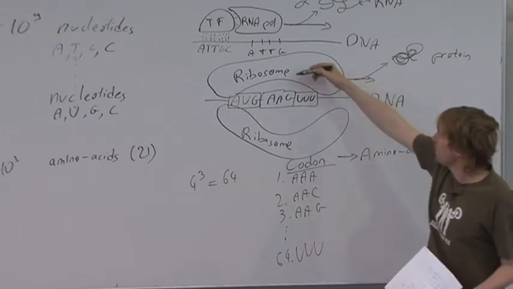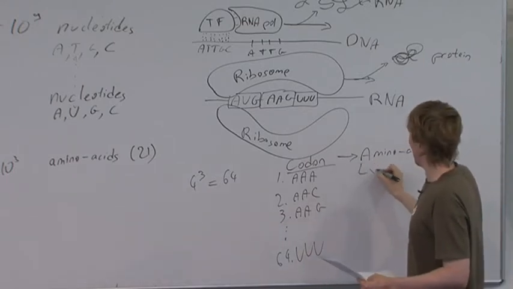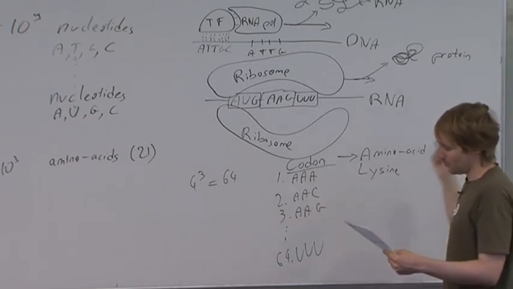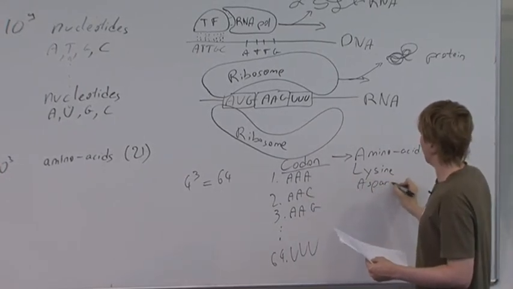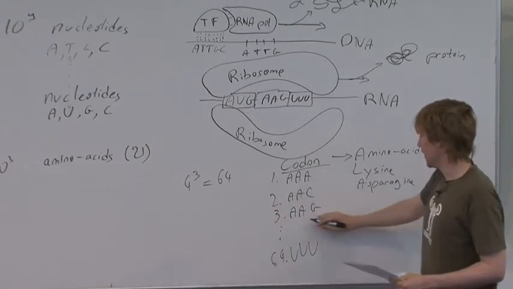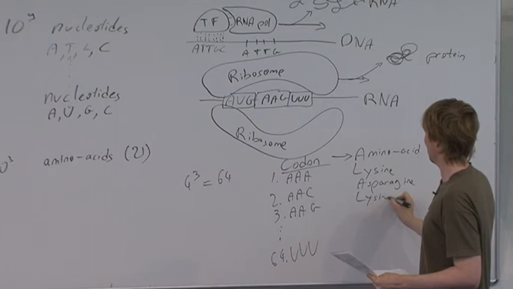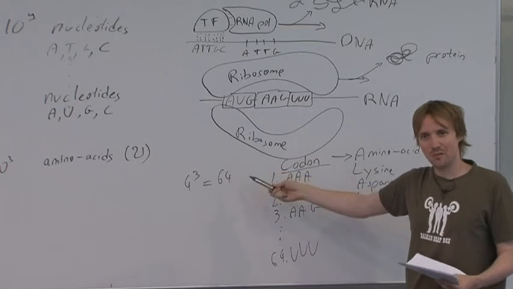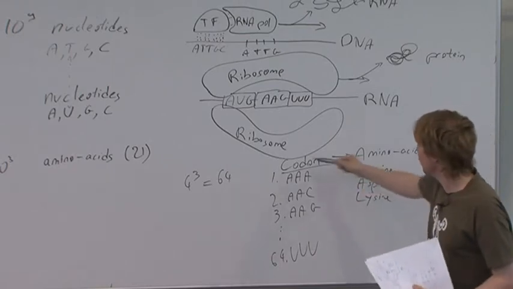So now, every time the ribosome sees AAA, the code says you have to put a lysine, which is one type of amino acid. And every time the ribosome sees AAC, the code says you have to put asparagine, which is another amino acid. And then if it sees AAG, the code says you shall put lysine. Again. Huh. Why again? Well, we have 64 possibilities. So this leads to degeneracy of the code, right? You're going to have several codons which give you the same amino acid.